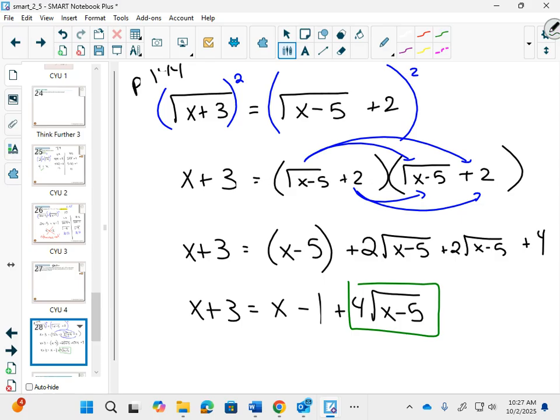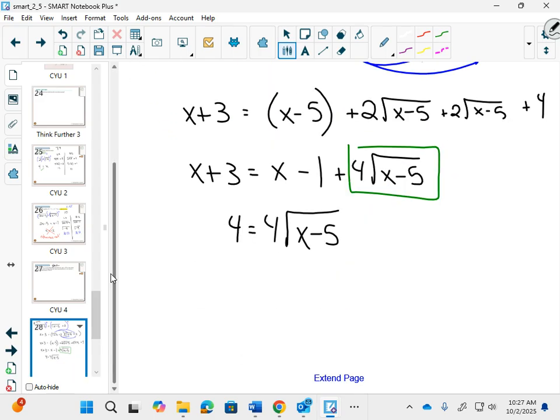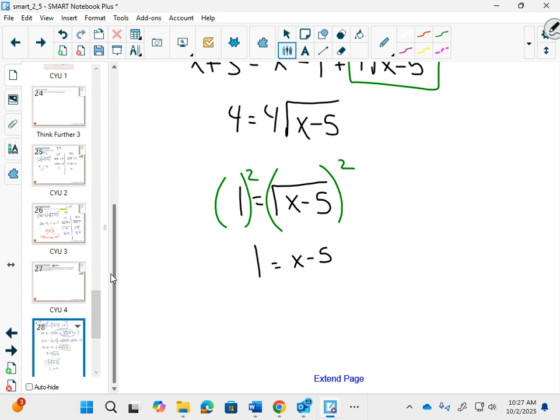So what am I going to do? I'm going to move my x and my 1 over to the other side. Oh, do you see that x minus x? That'll go away nicely, completely, and I'll have 3 plus 1. I'll get 4 on this side. Technically, I could square both sides already, but I think it makes sense to divide both sides by 4 to get it really by itself. And now, once again, I can square this whole side, square this whole side. 1 squared is 1. This will become x minus 5. And I get x equals 6.